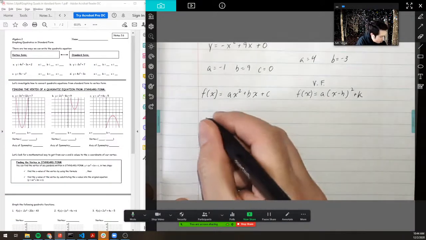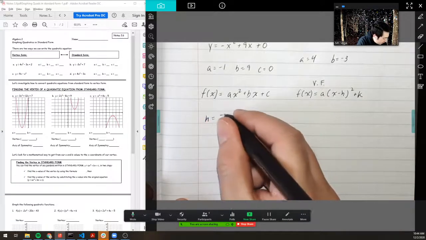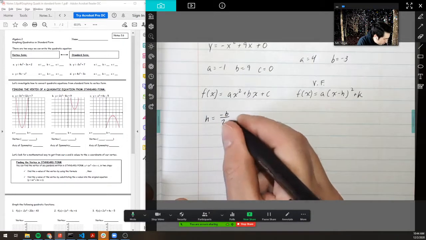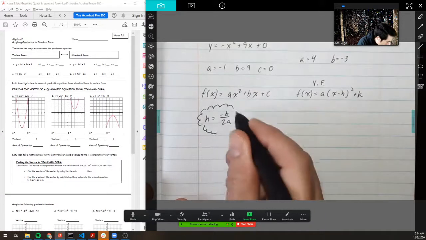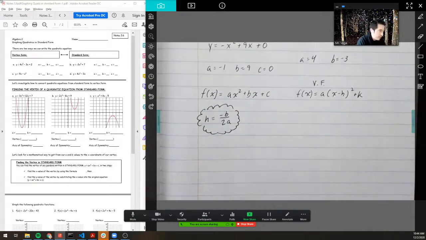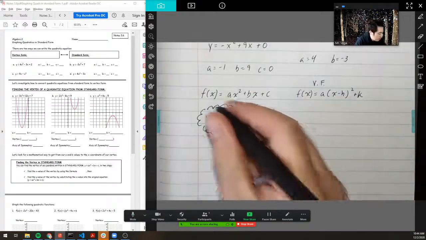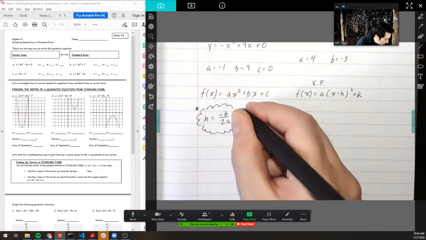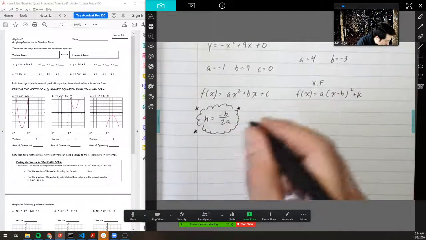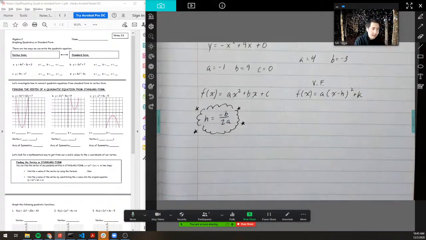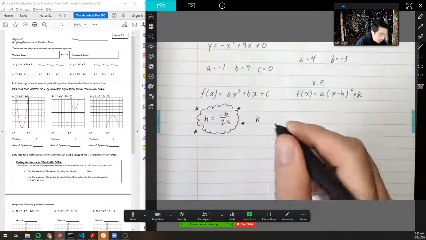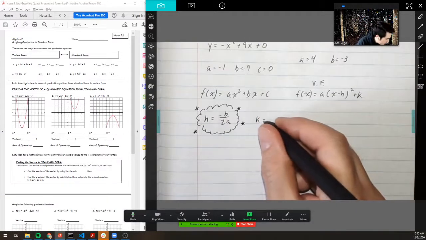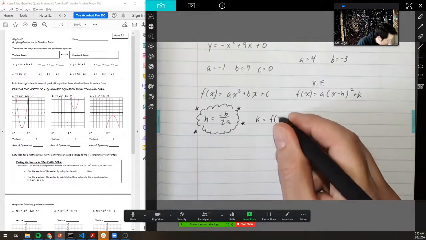This is important. H is equal to negative b over 2a. That's something to keep in your notes. Make sure you write that down. This is important: negative b over 2a. That's how you find h. And then k, the vertical shift, is equal to f of h.